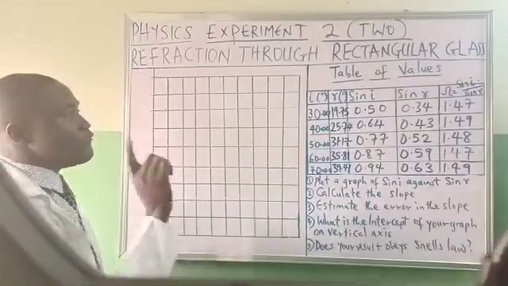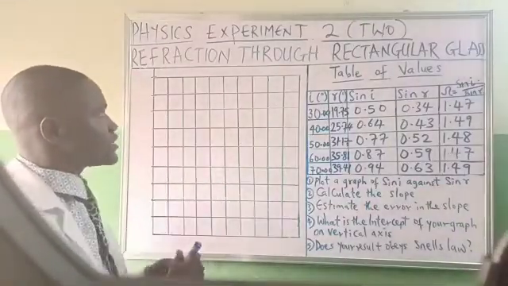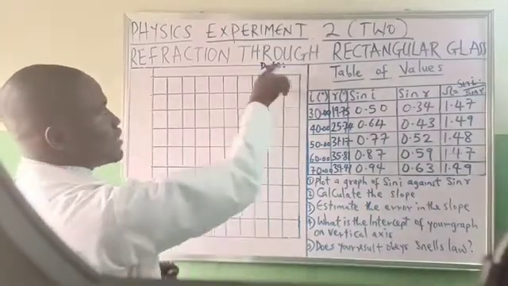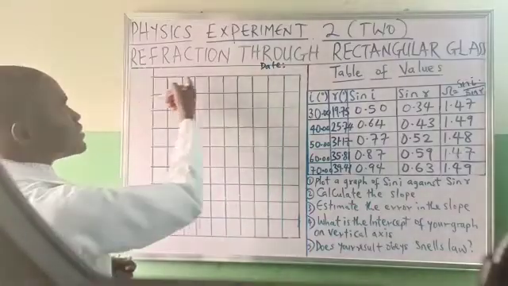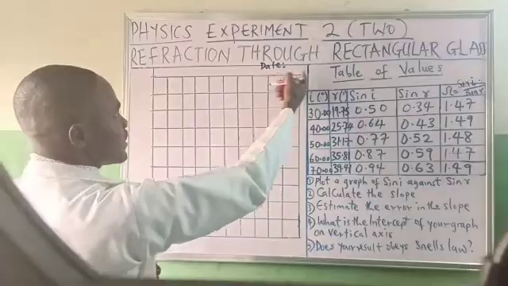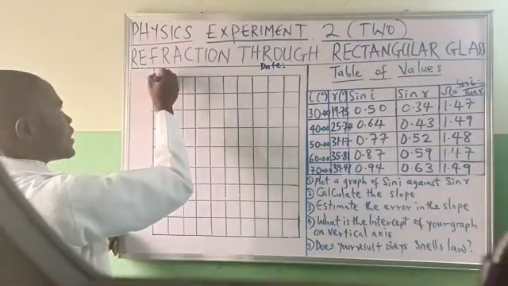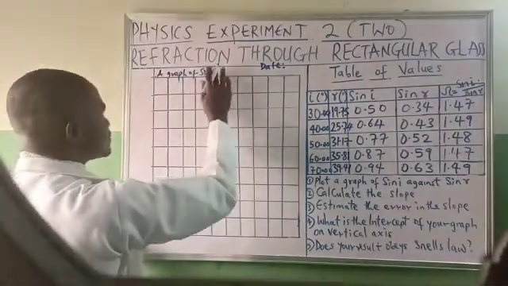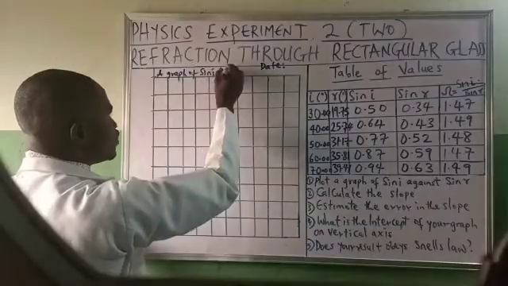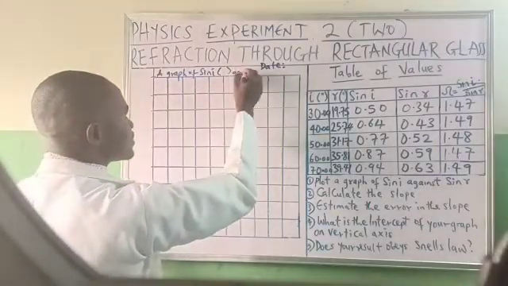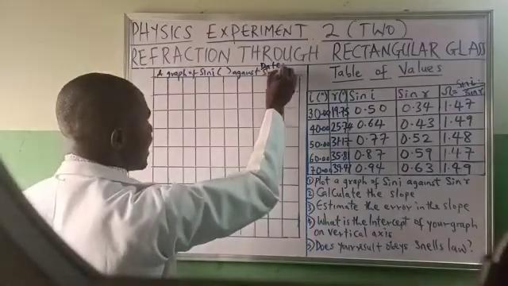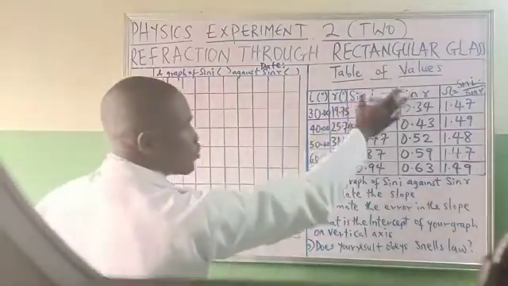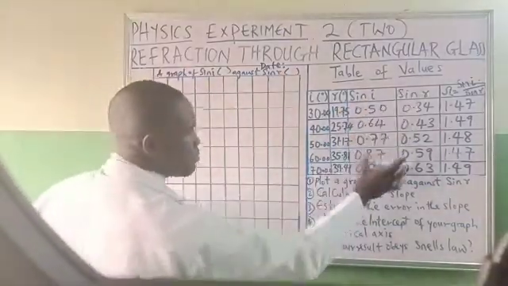our graph. First thing in your graph is write your date of the experiment. Very important. Write the date, then write the title of the graph. Here I'm plotting a graph of sine I, then I'll put the units by the side against sine R, I'll put the unit by the side. If it has no unit, don't put anything. Like this one doesn't have any unit, so you don't put it.